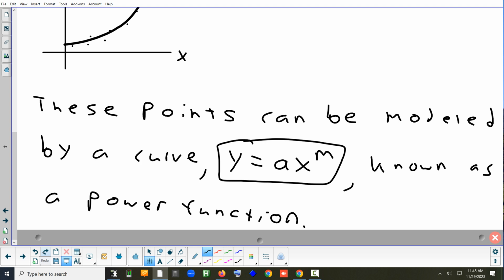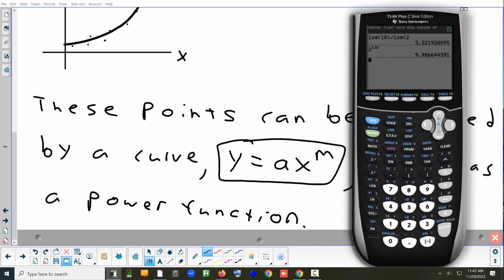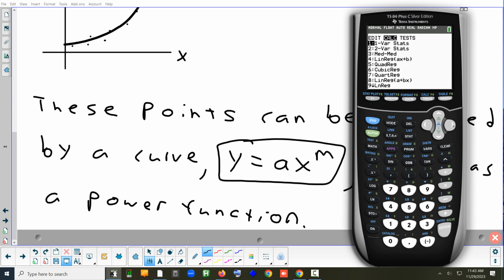When you're finding an equation that fits a set of data, like a curve or a line, that's something that's under the statistics button on the calculator. So the stat button is the third one over and second one down from the upper left. The power model, the calculator calls it a power regression. That's what REG stands for. So it's all kinds of regressions. Quadratic regressions, those are parabolas. Cubic, quartic, natural log regression, exponential regression, power regression.